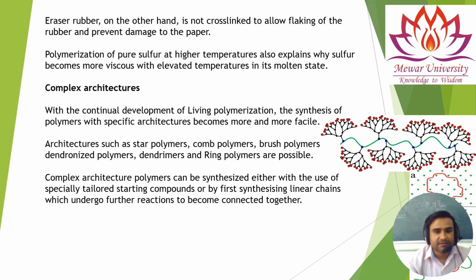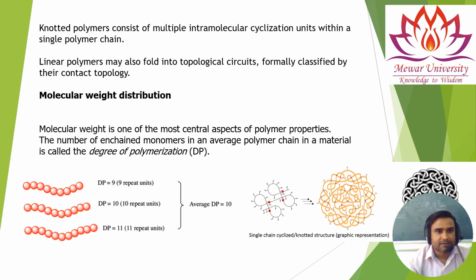And in another picture we have ABC. This is an example of ring polymers. So complex architecture polymers can be synthesized either with the use of specially tailored starting compounds, or by first synthesizing linear chains which undergo further reactions to become connected together. Or we have the example of the knotted polymer. In the picture below you can see it looks like a knot in a thread, or a knot in a rope. So these kinds of polymers have complex architecture.